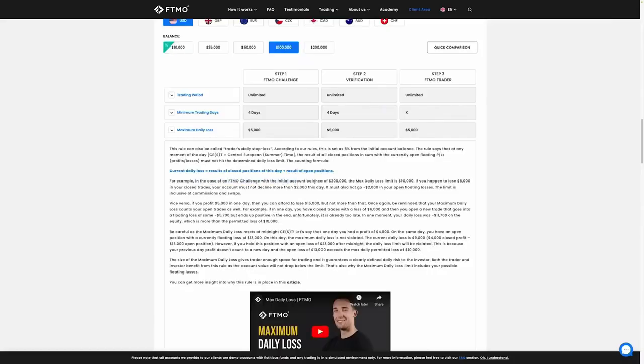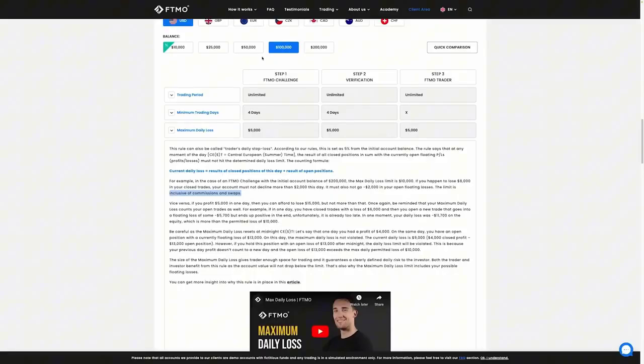Now here's an example right here. Initial account balance 200k, max daily loss limit is $10,000. If you happen to lose $8,000 in your closed trades, your account must not decline more than $2,000 this day. It must also not go negative $2,000 in your open floating losses. And this includes commissions and swap. Now you can see, very important, it doesn't just include the closed trades.